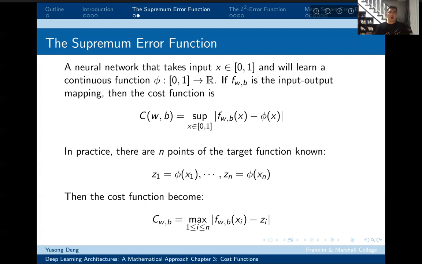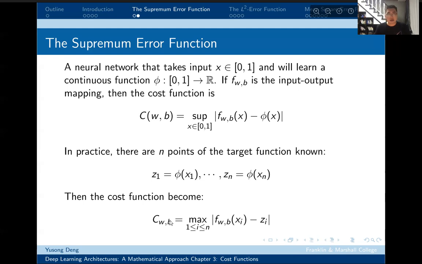And that is how neural networks work in practice, because it won't take infinitely many points to learn about things. So these endpoints, known already, are called the training set, and in that sense the cost function will become the max value over those known endpoints of the difference between the input-output mapping and the target value. So that is the cost function.